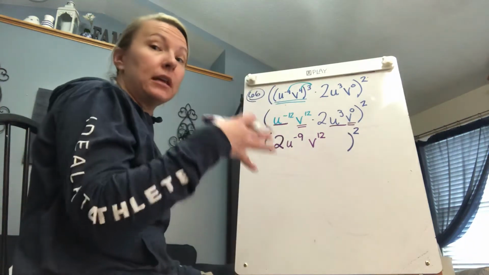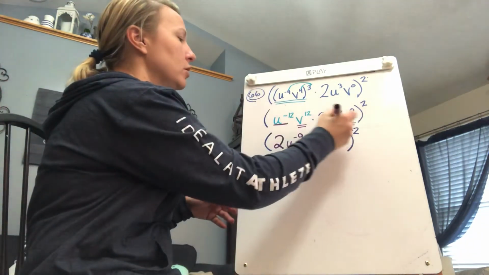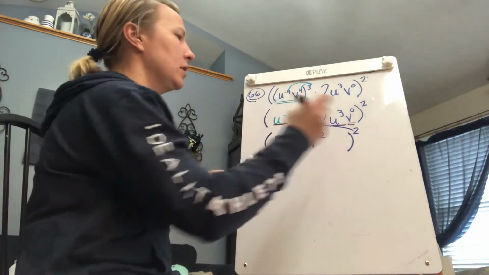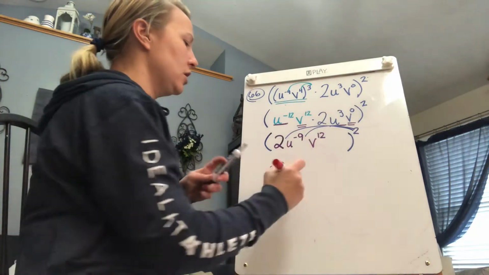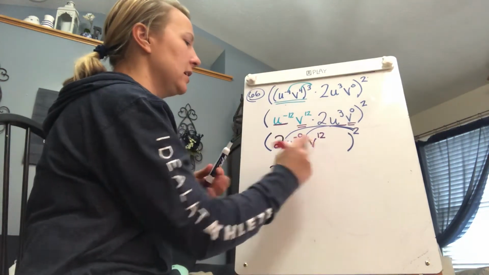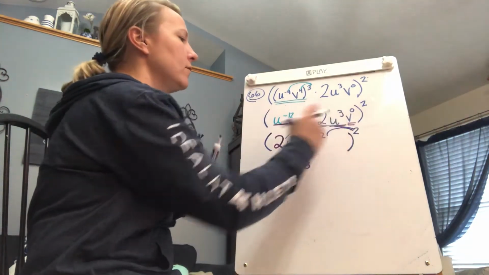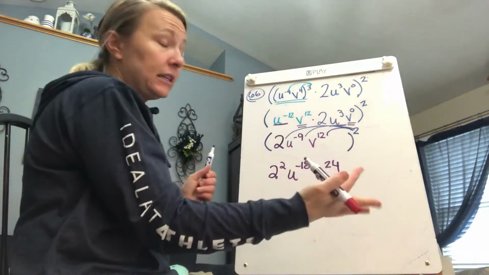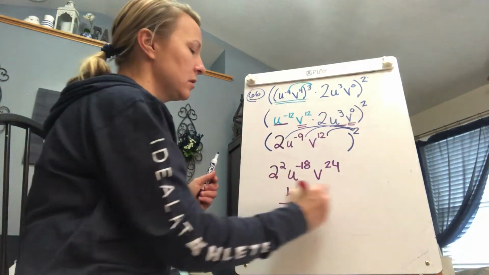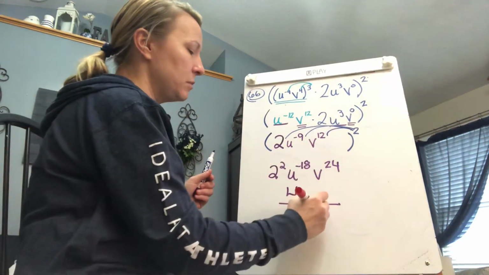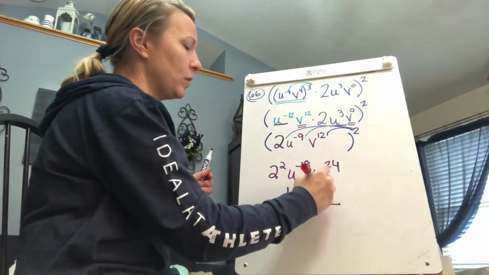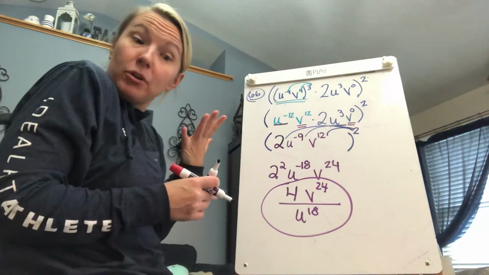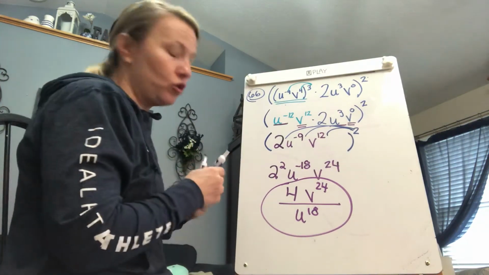Now I'm going to do what we just did. I'm going to distribute the squared. So the squared goes to the 2, and I get 2 squared. The squared goes to the negative 9, so I get u to the negative 18, and the 2 goes to the 12, and that gives me v to the 24. And now I'm going to clean this up. 2 squared is 4, negative goes to the bottom to become positive, and v to the 24 stays on the top. So it's going to take a little bit extra step, maybe a different sheet of paper to get that done, but that's what you should get.